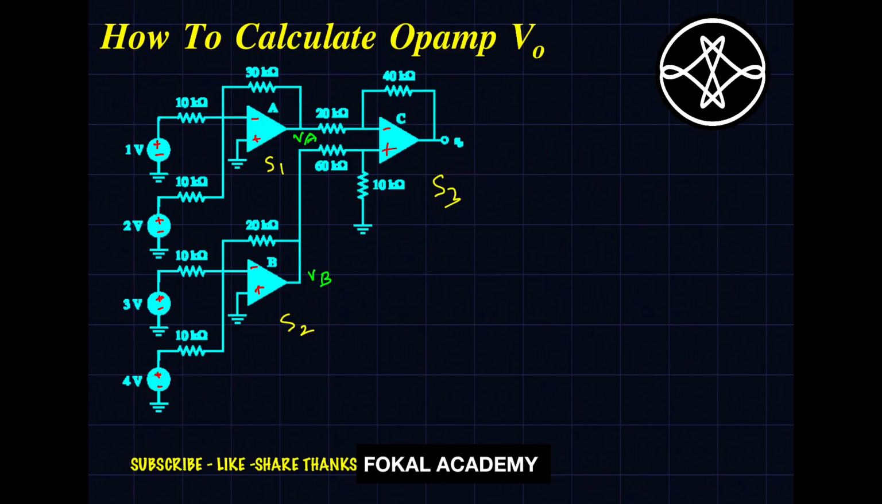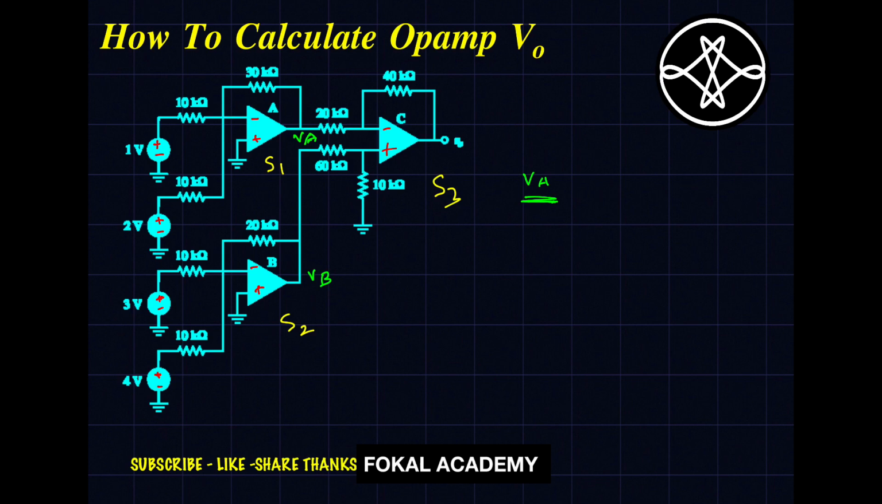So here VA is the output voltage for the stage 1 as well as it is the input voltage for stage 3. VB is also input voltage for stage 3 as well as it is output voltage for stage 2. So first of all find VA and VB from the stage 1 and stage 2. So then we can easily find voltage V0. Now let's see here how to find VA voltage for the stage 1.